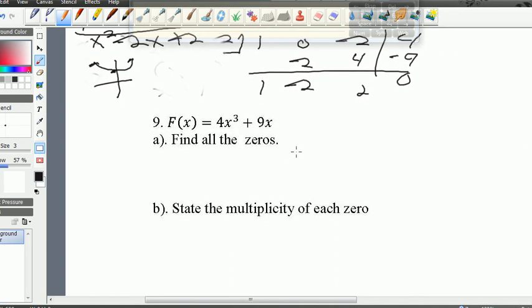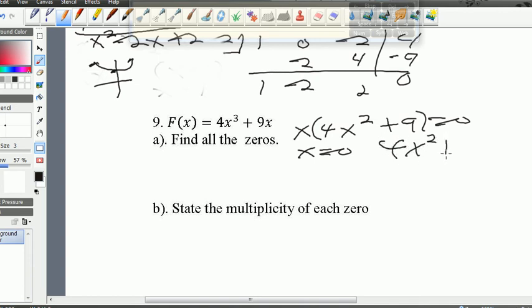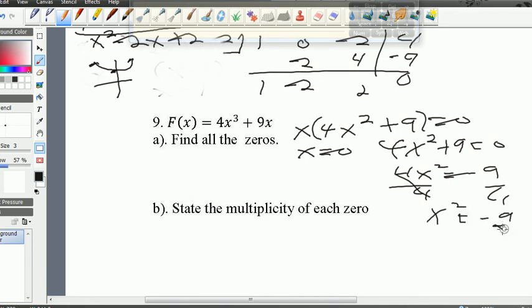Find all the zeros. Once again, what are you going to do? Pull out what's in common. You can pull out what? An x. What are you left with? 4x squared plus 9 equals 0. So that tells you that x equals 0. 4x squared plus 9 equals 0. 4x squared equals minus 9. Divide by 4, divide by 4. x squared equals minus 9 over 4. Square root, x equals plus or minus 3 over 2i.